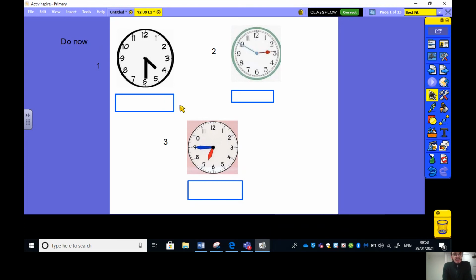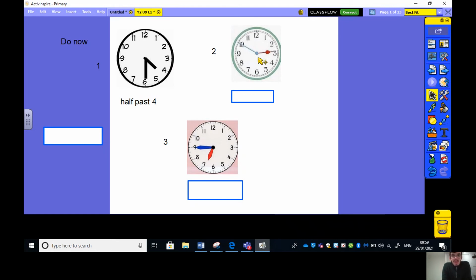analog clocks. Let's have a look at clock 1. Well, the minute hand is pointing directly at the 6, so I know it's half past or 30 minutes past, and the hour hand is directly between the 4 and the 5. When I talk about past the hour, I choose the smaller hour number, so it is half past 4. Half past 4. You can give yourself a tick if you got it correct.